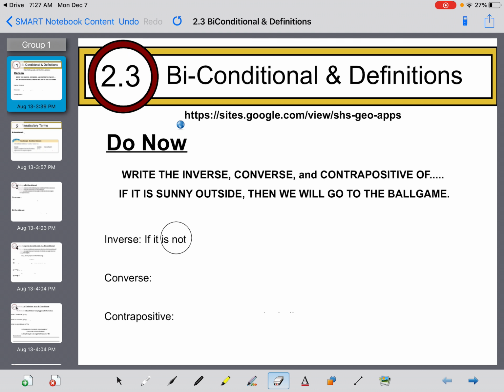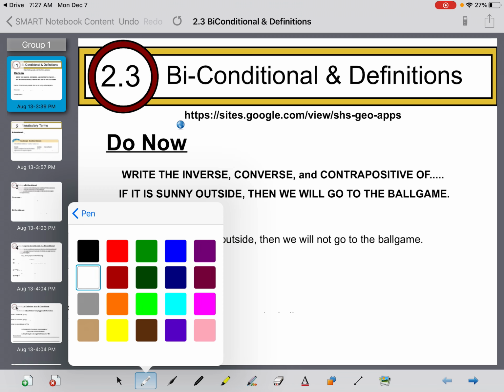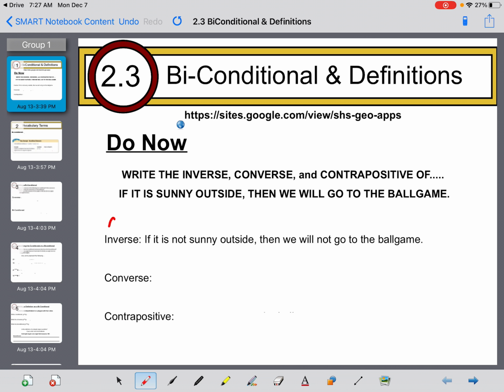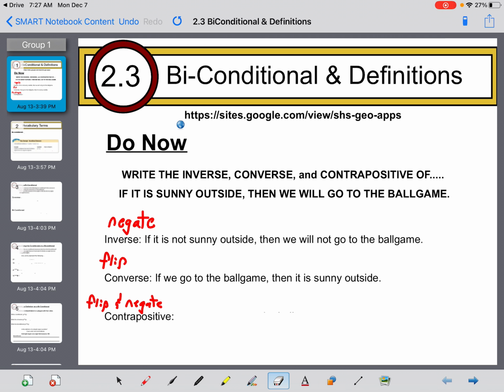The inverse of the statement would be, if it is not sunny out, then we will not go to the ball game. Okay, remember the inverse, you're going to negate. Converse, we're going to flip. Contrapositive, we are going to flip and negate. Converse would be, if we go to the ball game, then it is sunny outside. Contrapositive would be, if we do not go to the ball game, then it is not sunny outside. Okay, just a little recap from the previous few lessons.